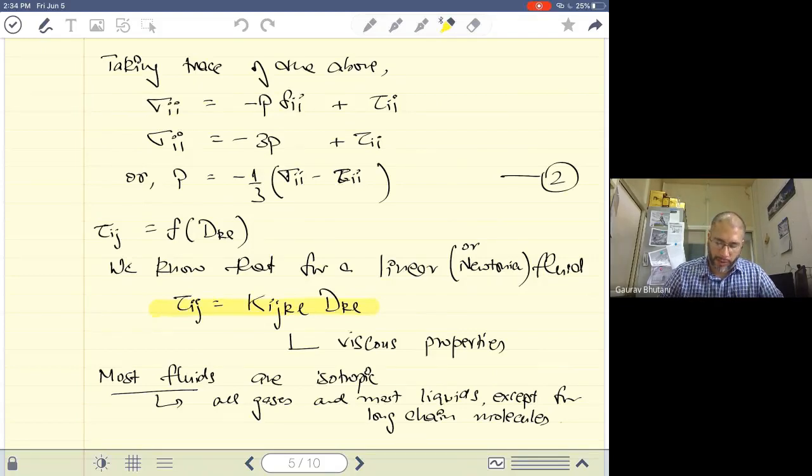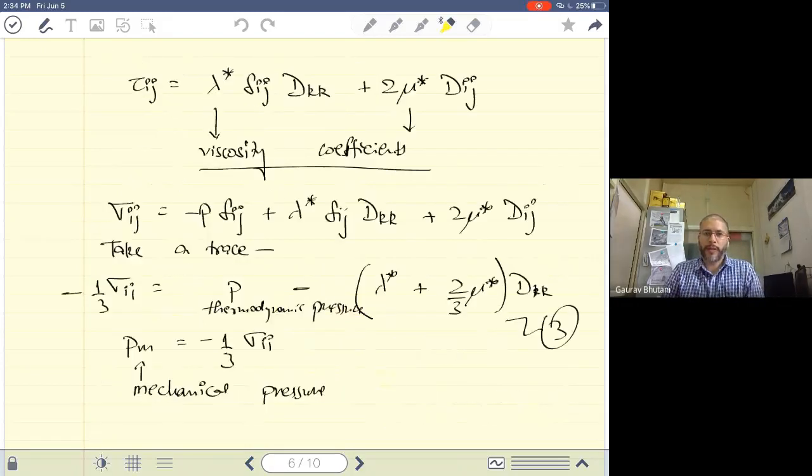Next, we applied the assumption of the fluid being isotropic. So in that case, we got an expression with the two Lamé constants as we got for the solids in the previous lecture. And these lambda star and mu star were called the viscosity coefficients. So we saw that we need to provide two fluid properties to be able to characterize the fluid completely.